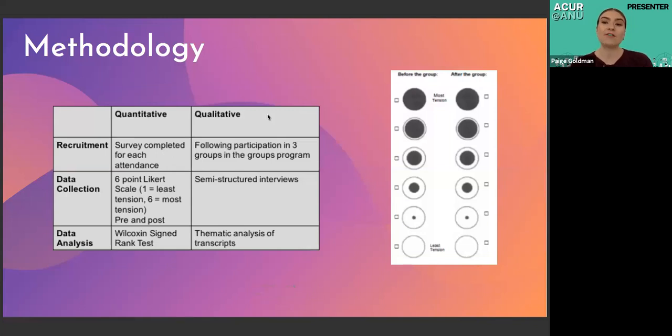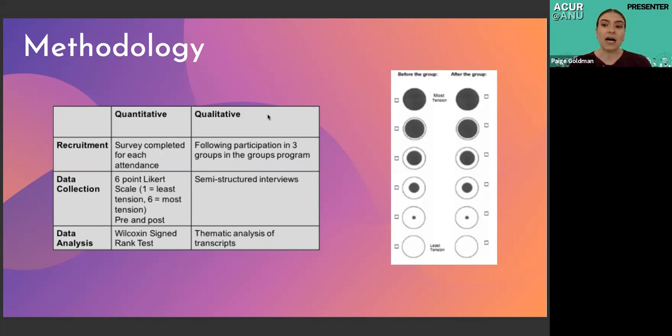So for the quantitative component of the study, participants were requested to fill out a tension rating scale, firstly prior to the commencement of being in the relaxation group, and then immediately post every session attended to the relaxation group. Participants, where possible, were encouraged to complete this independently. Tension was rated using a Likert scale, with 1 indicating the least tension and 6 indicating the most tension. And the difference between this pre and post relaxation group tension ratings was analysed using the Wilcoxon signed rank test, as participants were measured at 2 points in time using an ordinal scale.